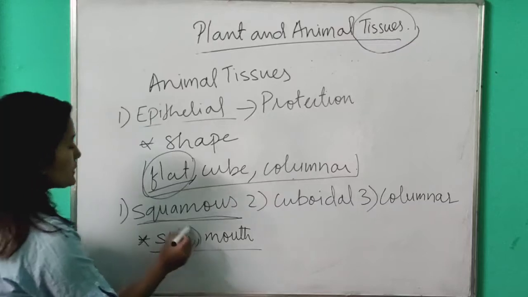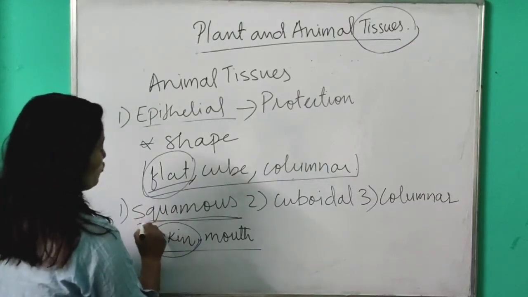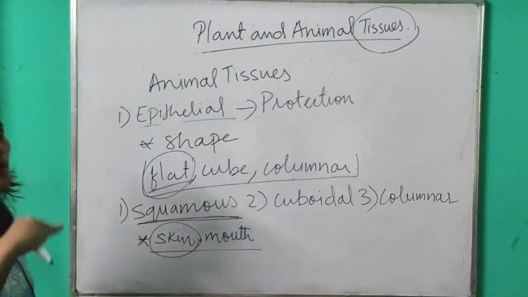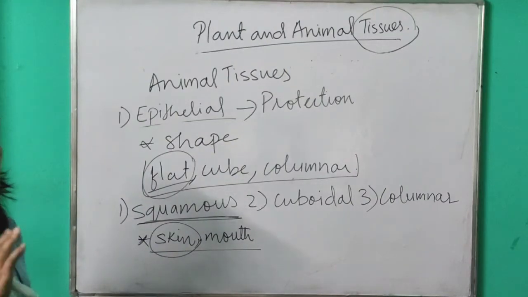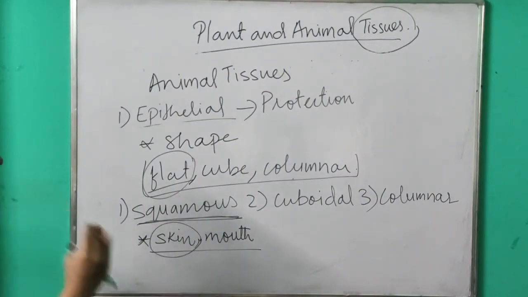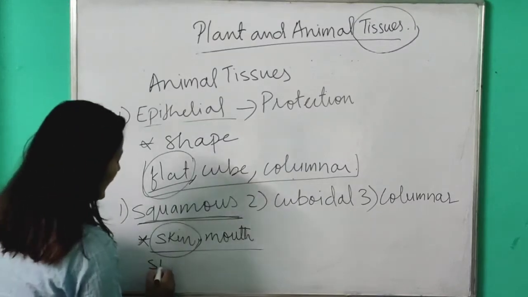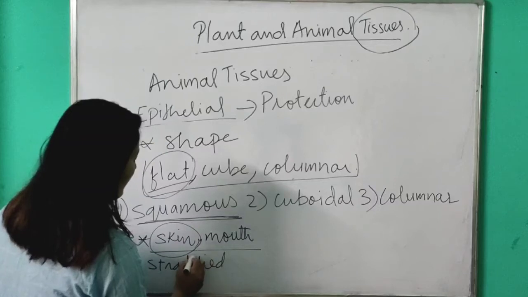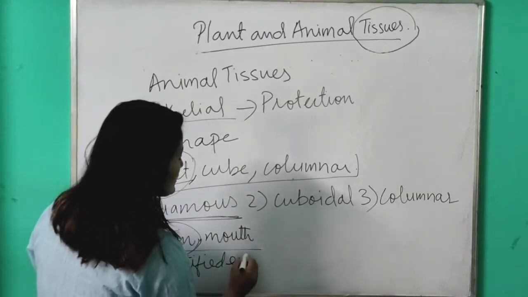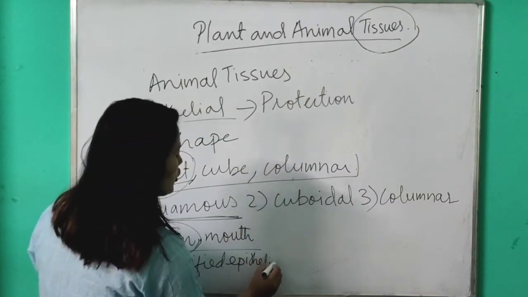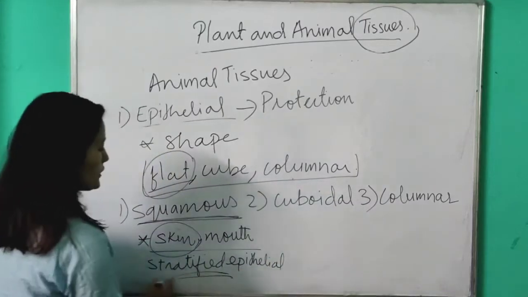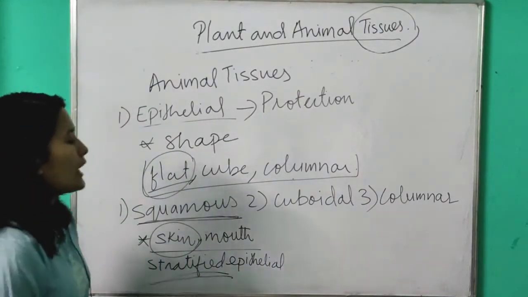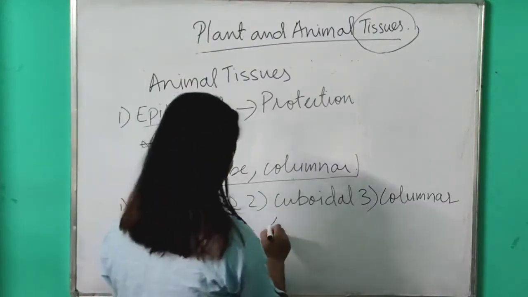Now but in case of skin, these squamous epithelial tissues are not only a single layer, you have multiple layers. Only a single layer will not be able to prevent, so you have multiple layers. So here you call it stratified epithelium. Stratified means you have multiple layers of that particular same tissue. Understood? Okay.